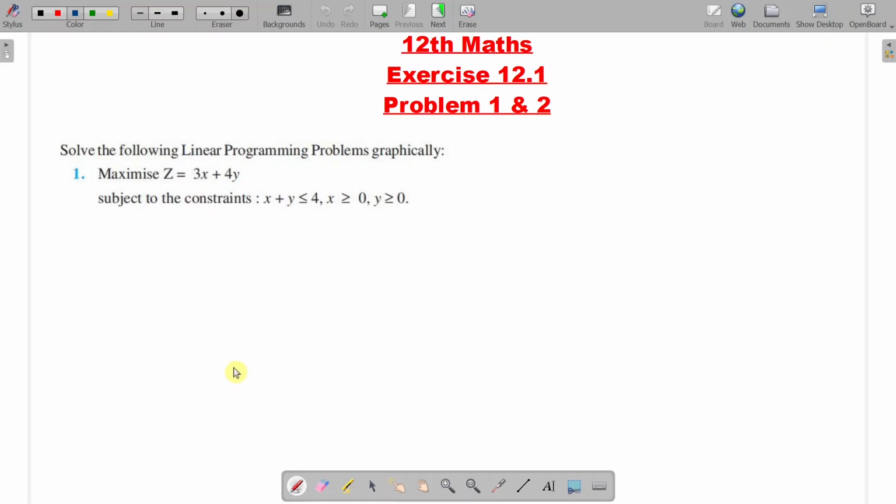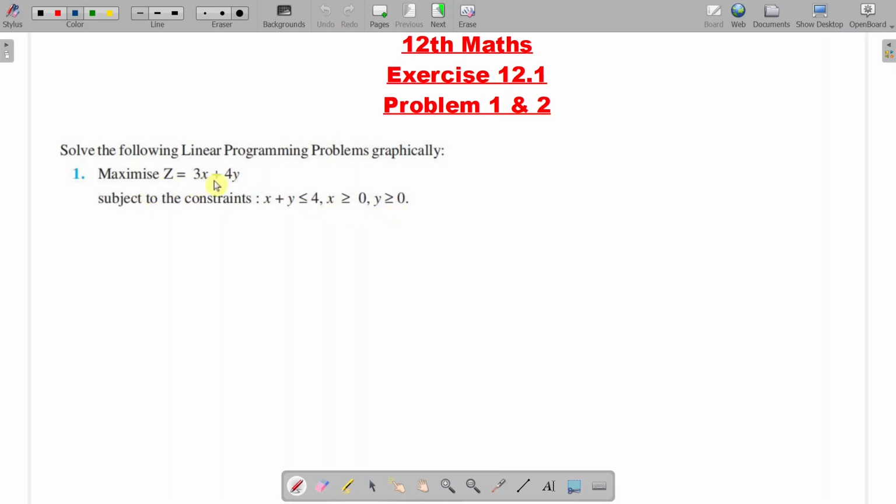In this video we will solve problem 1 and 2 of exercise 12.1 in 12th class math. The main question is: solve the following linear programming problems graphically. First, maximize z equal to 3x plus 4y subject to the constraints x plus y less than or equal to 4, x greater than or equal to 0, y greater than or equal to 0.